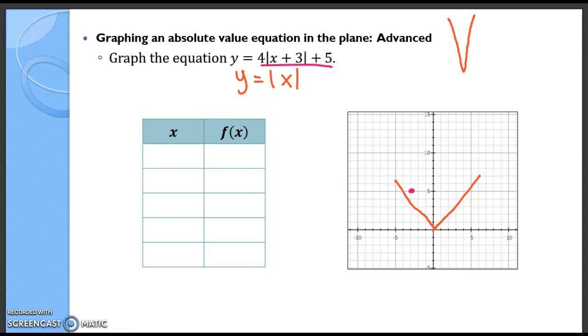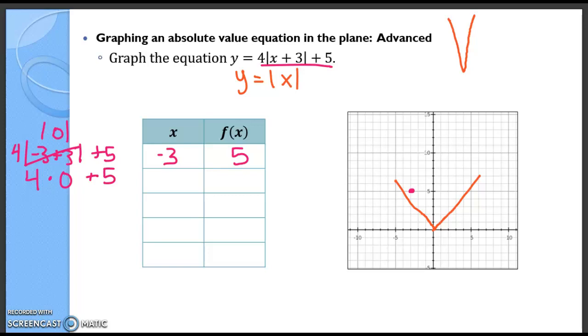Let's make sure that is a point by plugging in what that x value would be, which is -3. So we are going to plug in -3: 4 times the absolute value of -3 plus 3, plus 5. The absolute value of -3 plus 3 is just the absolute value of 0. So we get 4 times 0, which is 0, plus 5. 0 plus 5 is 5. So that is our point, (-3, 5).